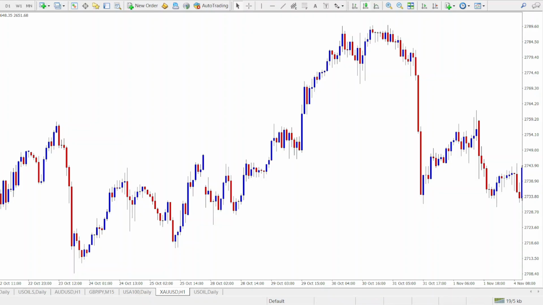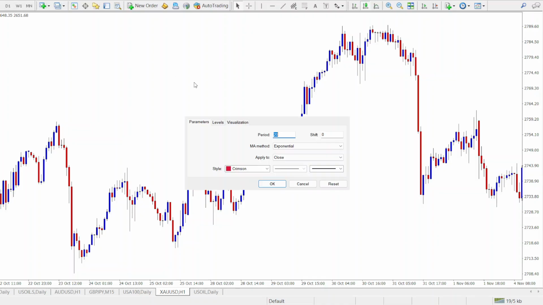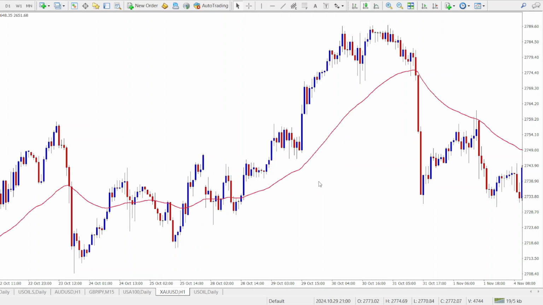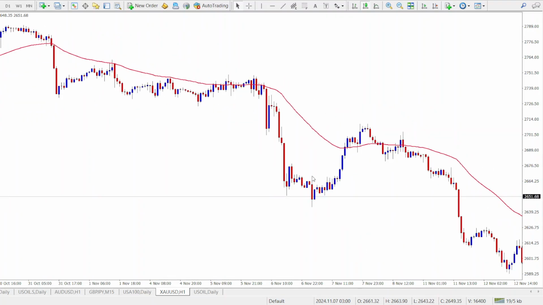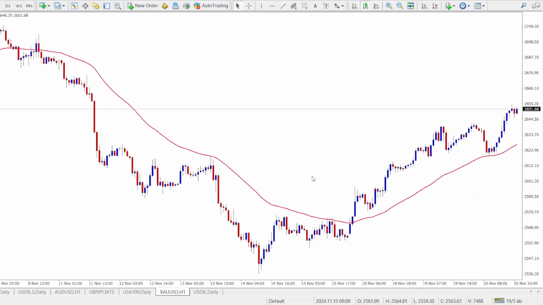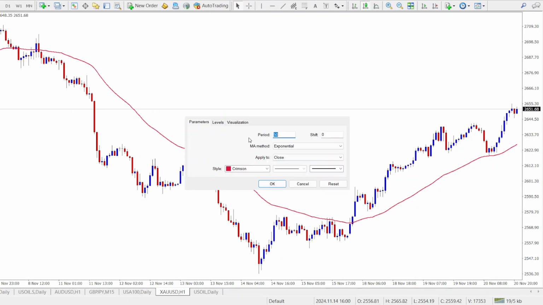I'm going to be adding the moving average to the chart right away. So this is the 50 EMA. Moving averages are one of the simplest yet most effective indicators for breakout trading. They smooth out price action and help you identify trends more easily. For breakouts, the exponential moving average is particularly useful. As you can see, it was the exponential moving average that I added to the chart.